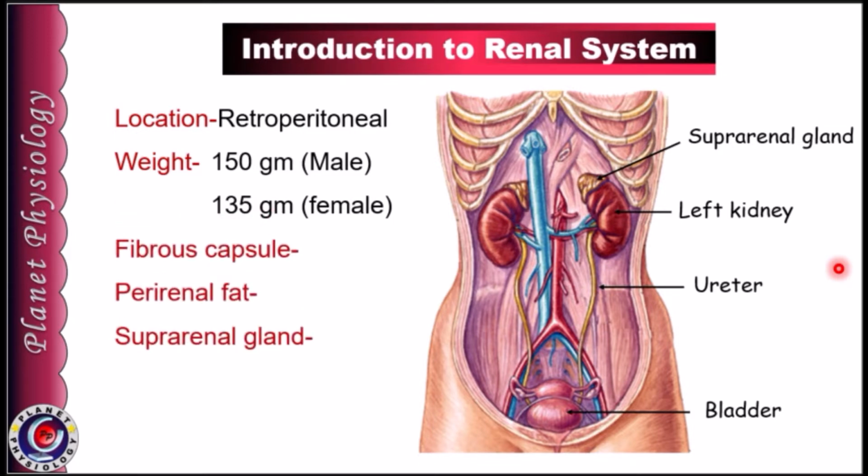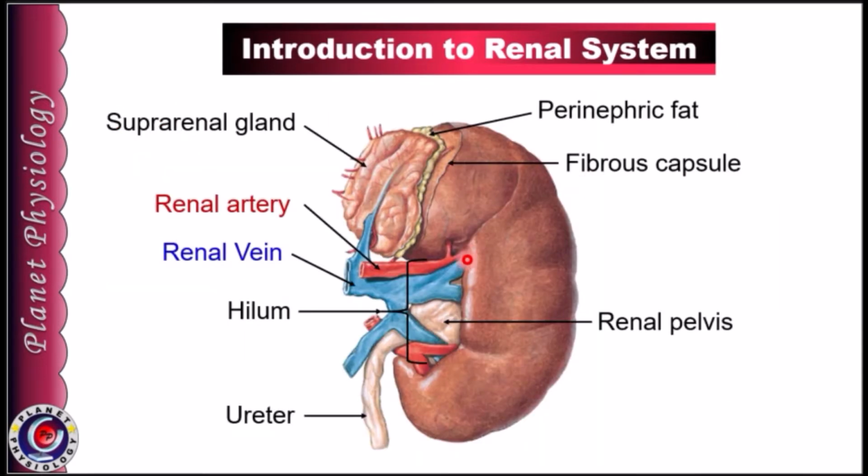Each kidney is surrounded by a fibrous capsule and is embedded in perirenal fat. Suprarenal glands are located on the superior aspect of the kidneys. Each kidney has a medial indentation through which renal artery enters the kidney and renal vein and ureter leave the kidney. As shown in this figure, this is the hilum showing renal artery, renal vein and ureter.